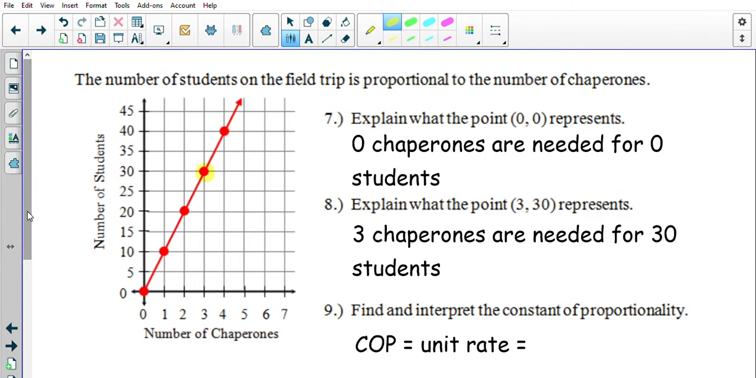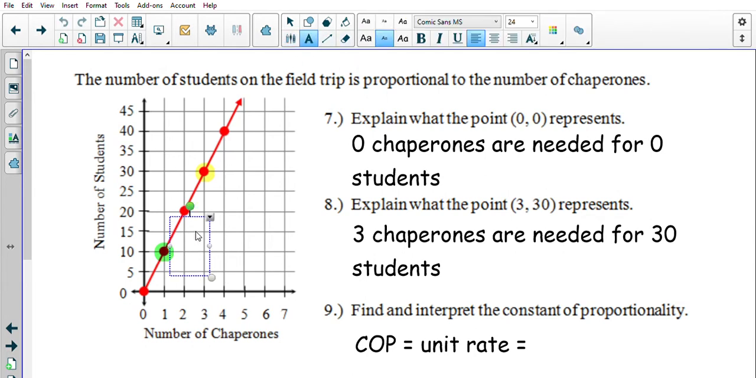Number 9, find and interpret the constant of proportionality. So remember, that's our unit rate. So for 1 chaperone, it's going to be (1, some number). In this case, that's (1, 10). I'll go ahead and label that here in the graph.